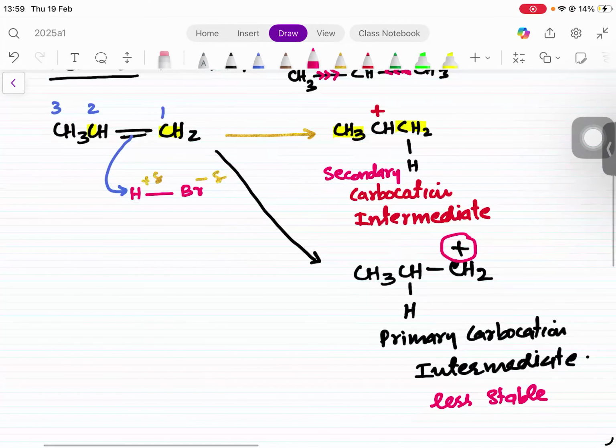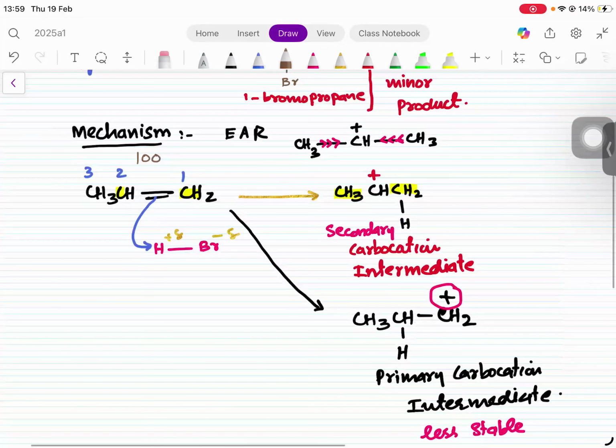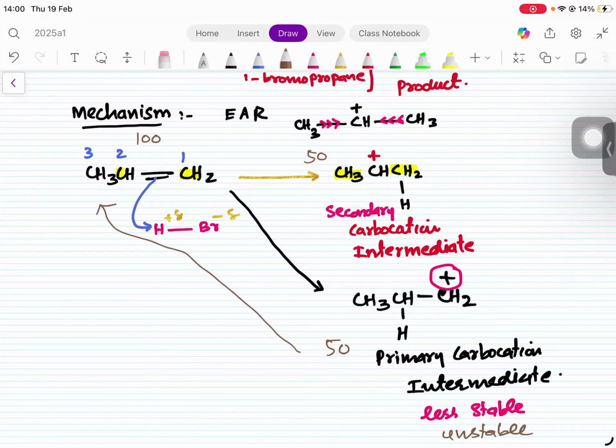The major one is formed; let me explain with numbers. Listen here. Actually it's not like this, but just to explain it. How many molecules of propene? I assume 100. Please, parents. And when the first step with HBr happens, 50 give secondary and 50 give primary carbocation. But the primary carbocation is what? Less stable or unstable. So these go back and turn into propene again. Let's say only 49 go back. Only one survived.